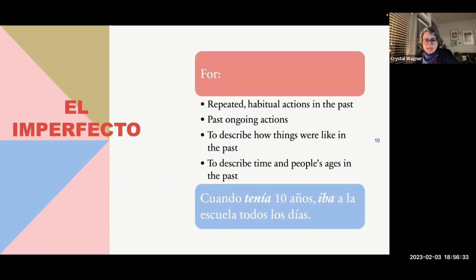We also see time and people's ages in the past. Well, why is that? Because ages or people's age is something that's a very broad period of time. It's not very specific. It's something that goes on, it's ongoing. So then you can think of it as it's not specific in regards to time. It's more vague. So therefore it's the imperfect, even though it's in the past. Cuando tenía 10 años, iba a la escuela todos los días. So this is referring to something that used to happen in the past. Age is very specific for this because we can identify the past with a time when we were a certain age, when I was 10, when I was 12, when I was 1, etc.